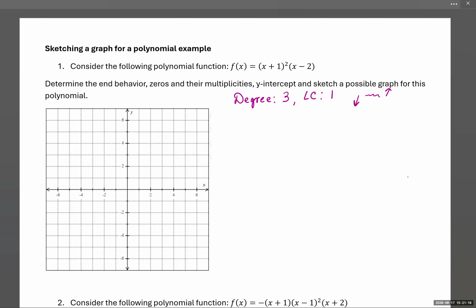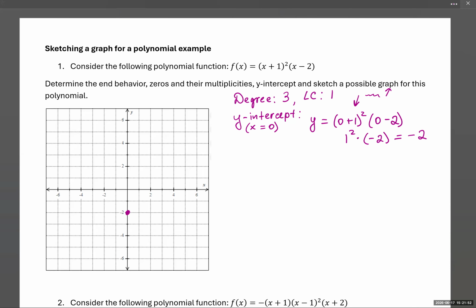Now let's go ahead and talk about the y-intercept. That's pretty easy to find. So we'll start there. The y-intercept is where x is 0. So we just need to plug in 0 for x and figure out what y is. y equals (0 plus 1) squared times (0 minus 2). Well, 0 plus 1 is just 1. 1 squared is still 1 times negative 2. So my y-intercept is at negative 2. I'll go ahead and plot it.